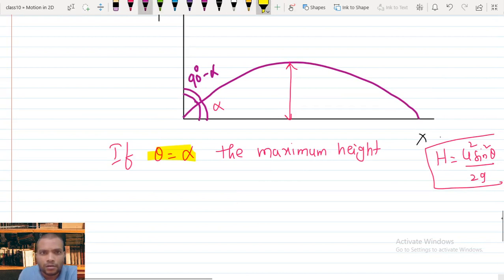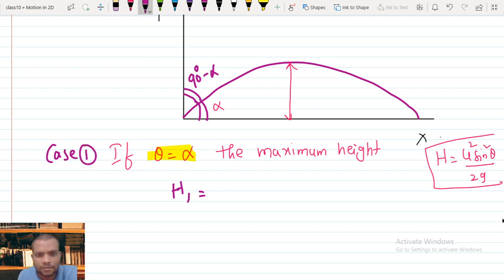So I can call this the maximum height for alpha. Don't get confused, otherwise I can use a symbol h1, because this is case 1. I can take theta equal to alpha. Now h1 equals u square sine square, in the place of theta I need to put alpha, upon 2g. That is case 1.